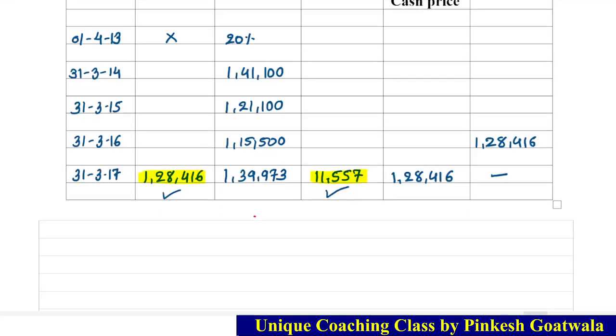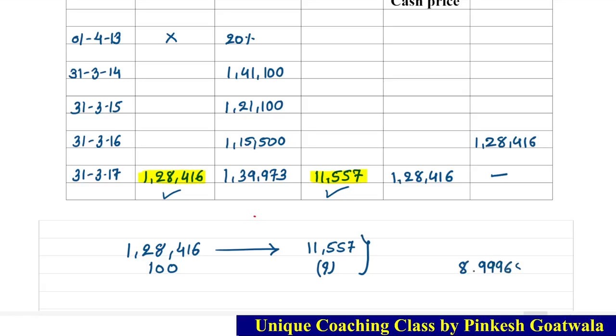So what will be the rate of interest? Very simple. On 1,28,416, against this amount the interest is 11,557. So against 1,28,416 how much interest was given? 11,557. So what will it be in case of 100? Okay, so let's solve this. 11,557 into 100 divided by 128,417. If you do this calculation on a calculator, you will get this type of answer: 8.9996573.